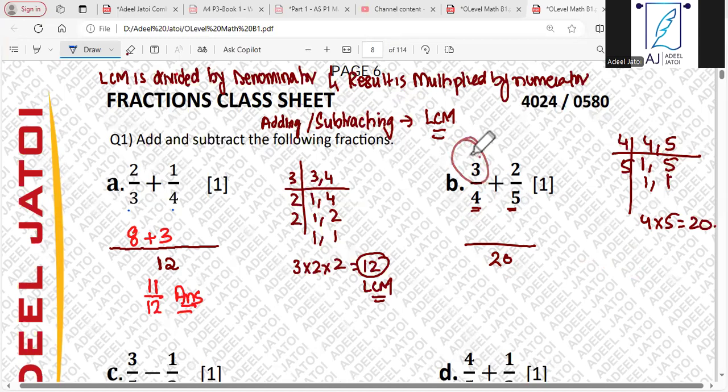5 into 3 is 15. So we write down 15 here, plus 20 divided by 5. 20 divided by 5 is 4, and 4 twos are 8. So we have 15 plus 8, which is 23 upon 20. So 23 upon 20 is your answer for part B.